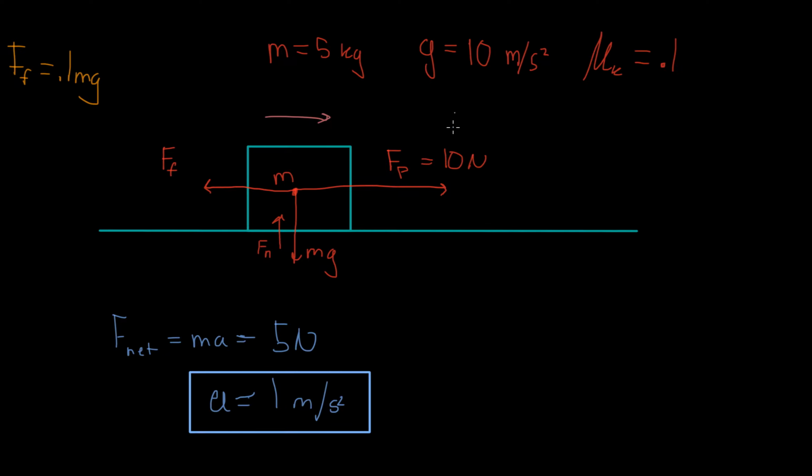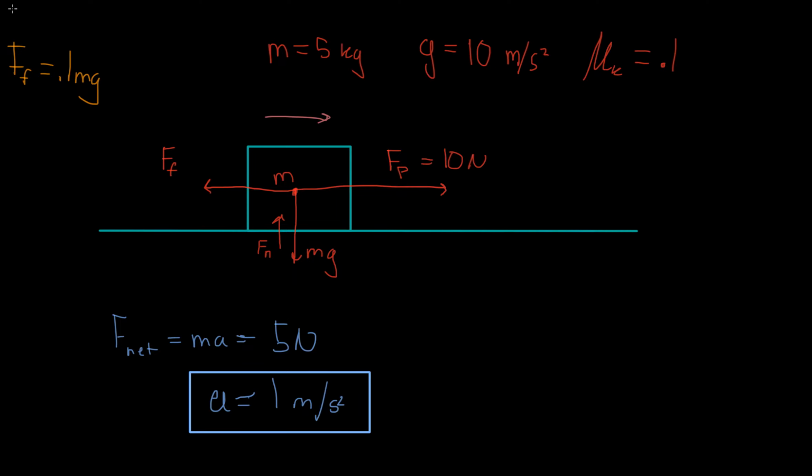Let's just compare that with what we'd expect the acceleration to be if we had not had any sort of friction on this object, and we could assume it'd be this 10 newtons equals ma. We divide by mass, and it would be 2 meters per second squared if we had not considered friction. So that makes perfect sense. Friction is slowing down this system.